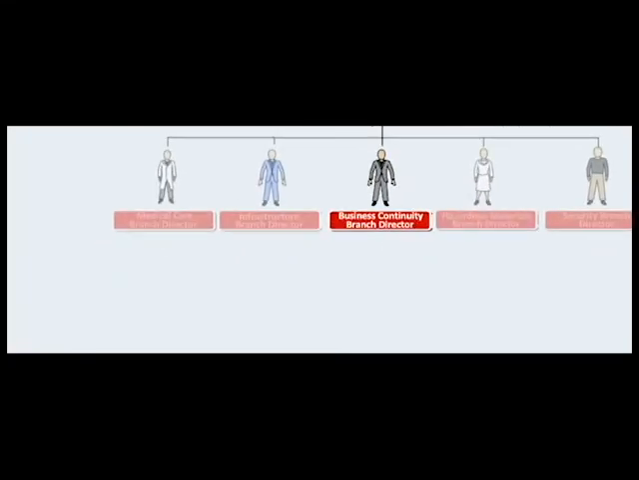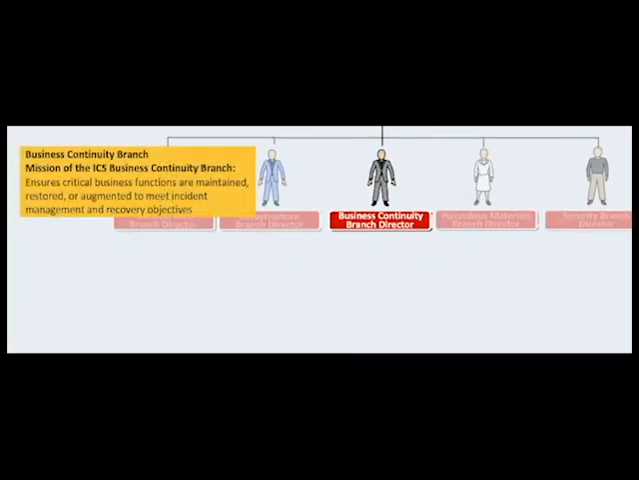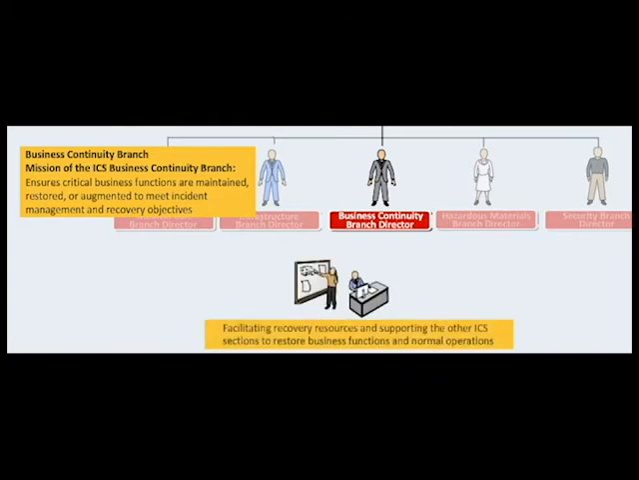The business continuity branch ensures that critical business functions such as patient records, purchasing contracts, and information technology systems and applications are maintained, restored, or augmented to meet incident management and recovery objectives. This is done by facilitating recovery resources and supporting the other ICS sections to restore business functions and resume normal operations. The business continuity branch will probably be activated only for incidents that have a moderate impact on normal business operations.